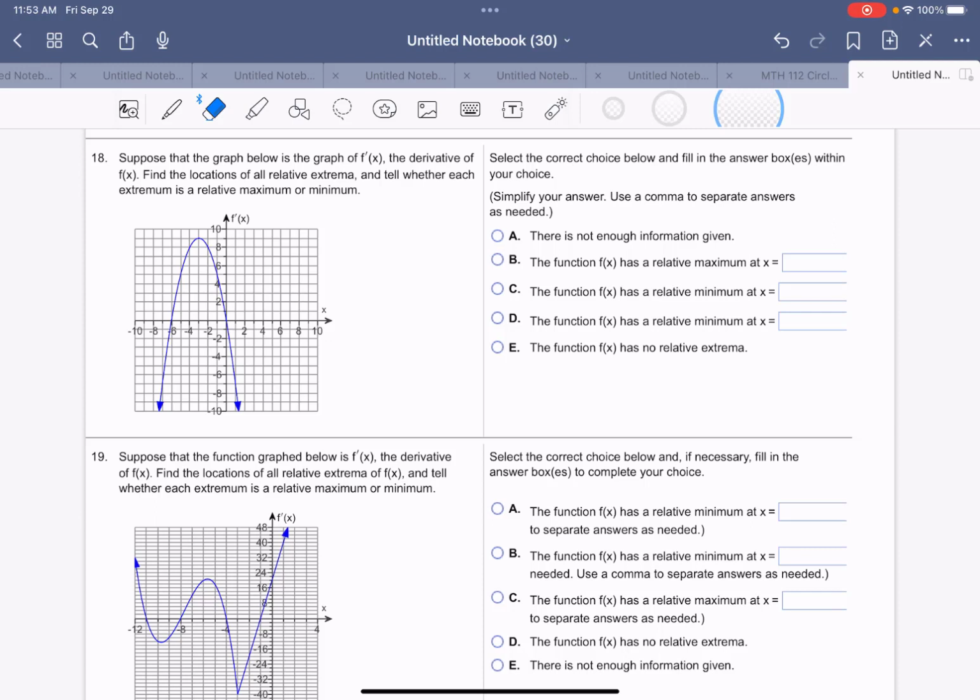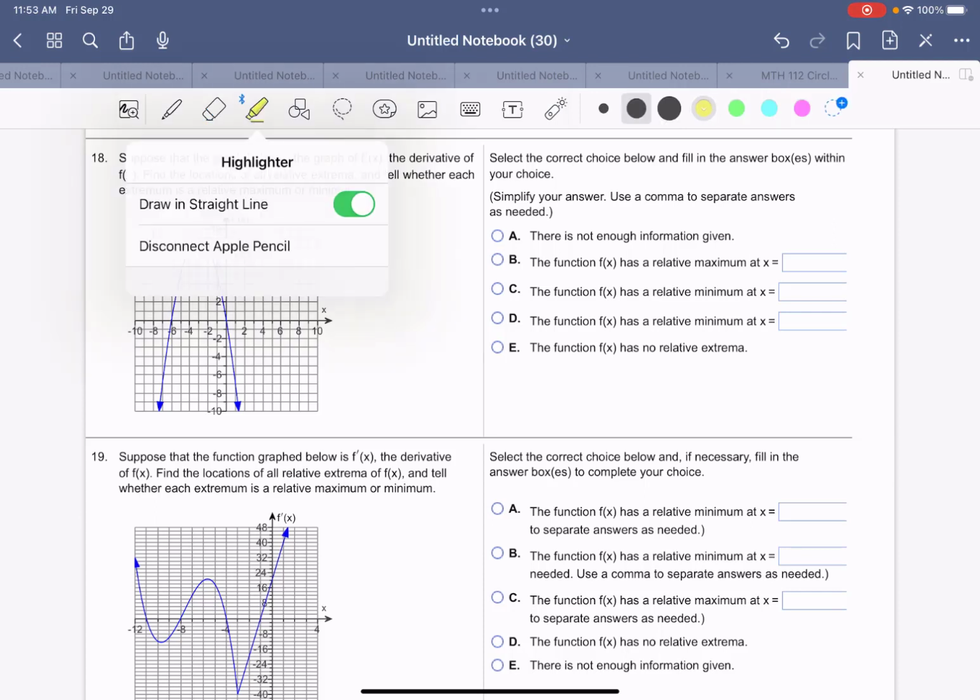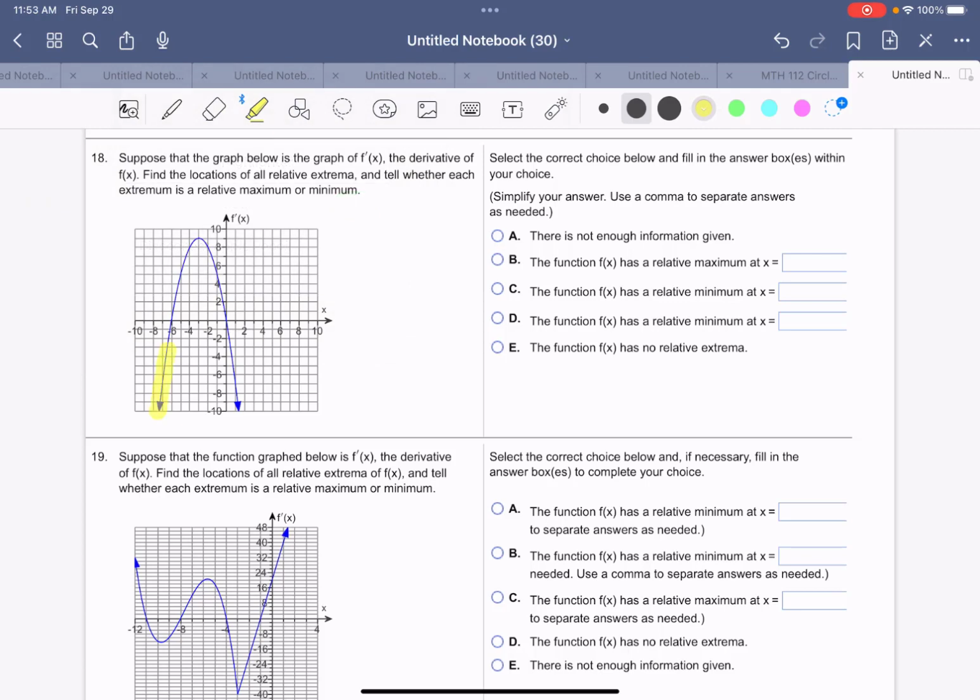So what's happening in this region is that the slope of the tangent line is negative, because those values are negative. And in this region, all the way from here to here, the slope of the tangent line is positive, because those are above the x-axis. So those function values are positive. And then again, the derivative is negative here.